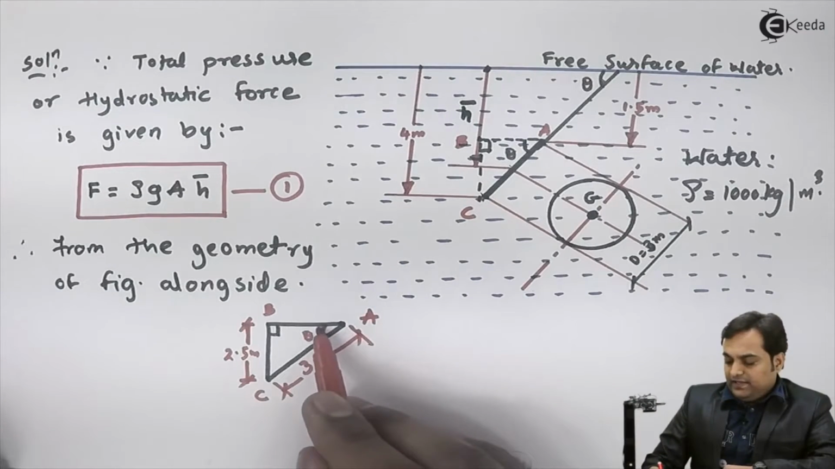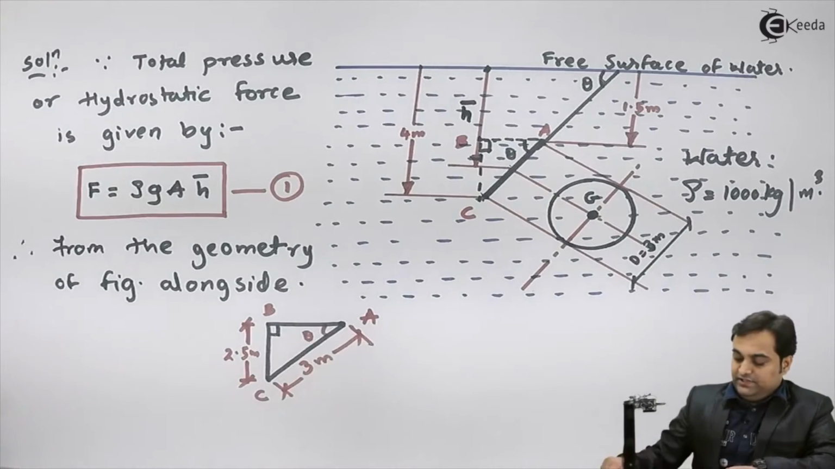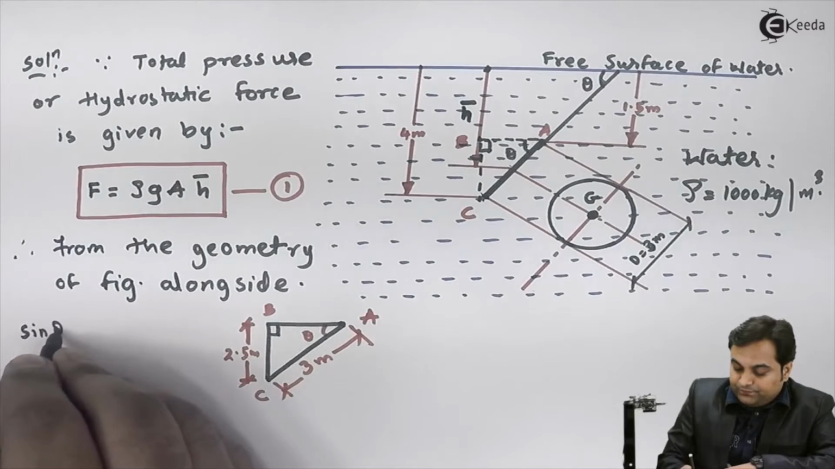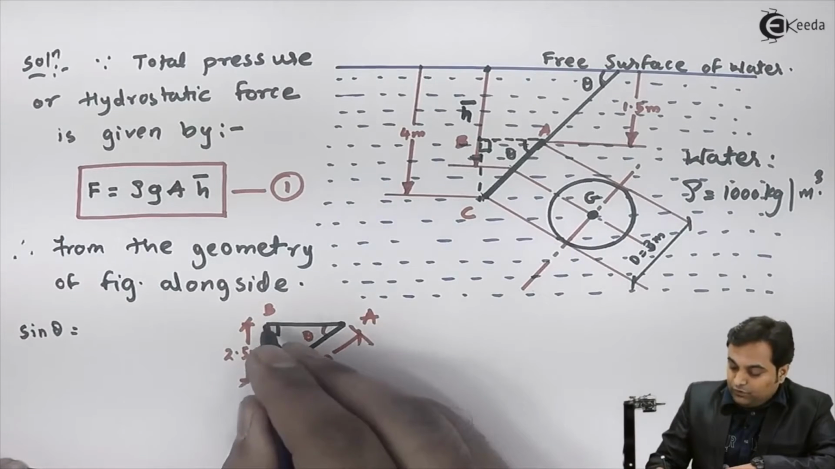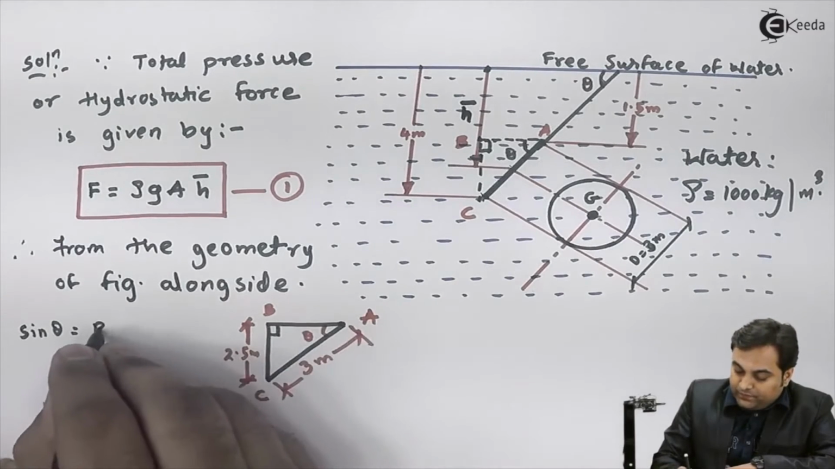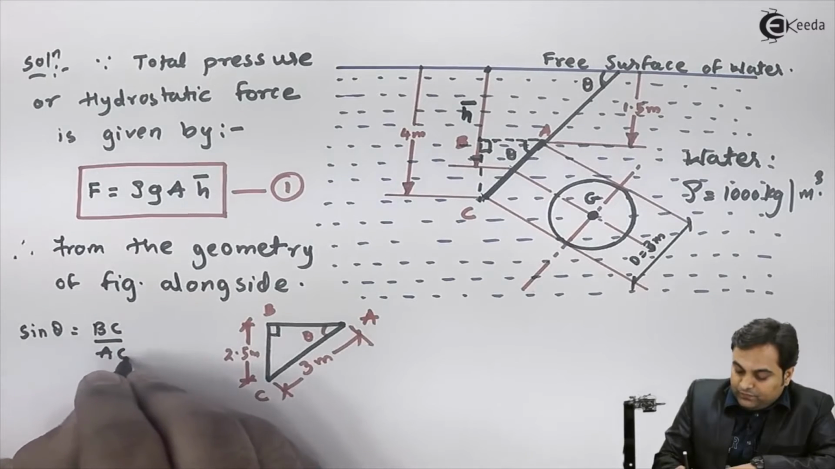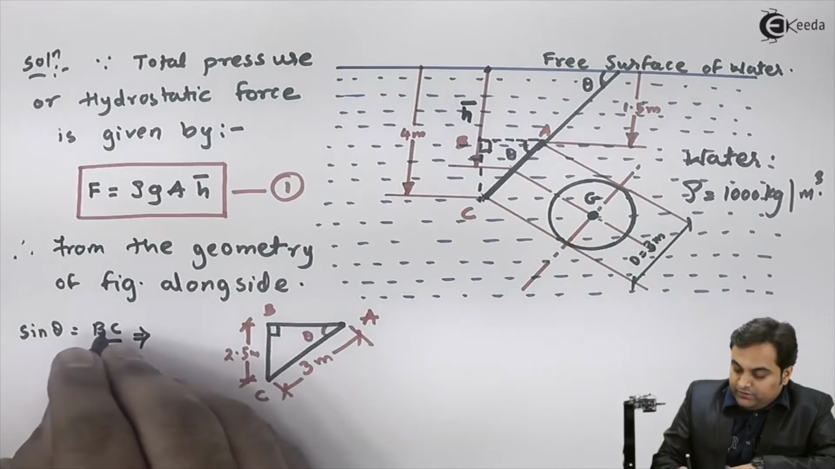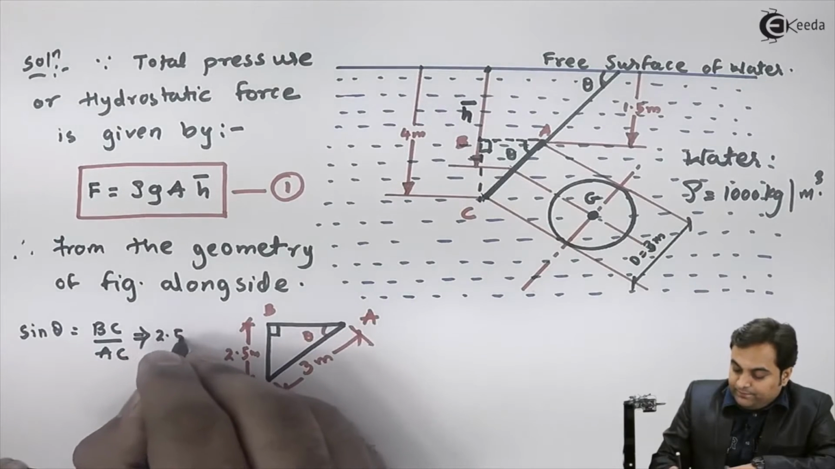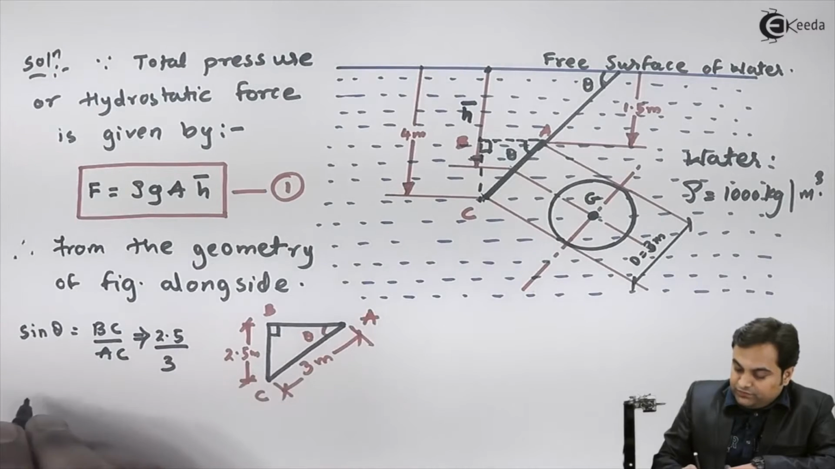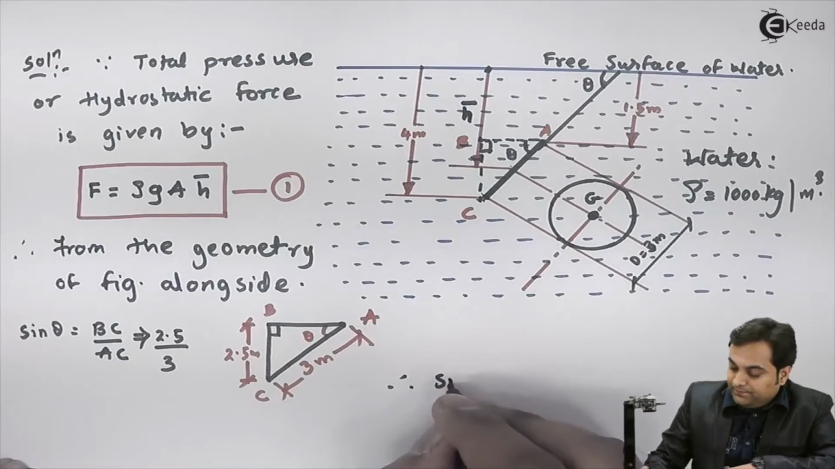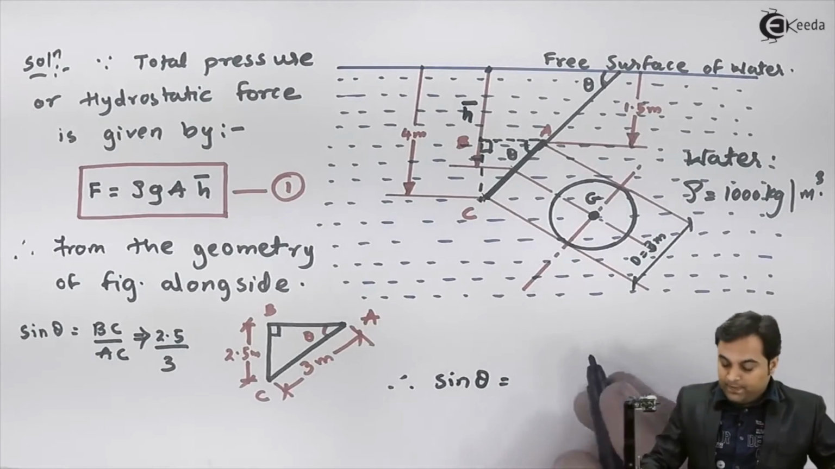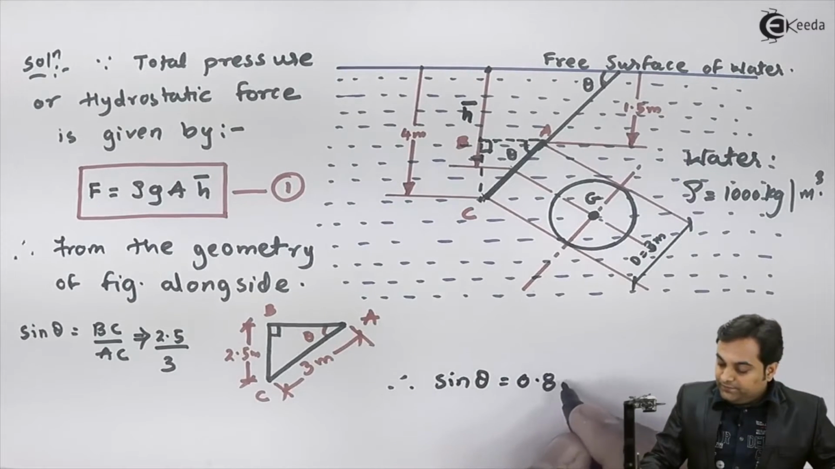Now I can get the value of theta from this. I'll say that since sine theta is equal to opposite upon hypotenuse, BC upon AC, so therefore this will be equal to BC is 2.5, AC is 3. So from this I'll get sine theta. My answer is 0.833.